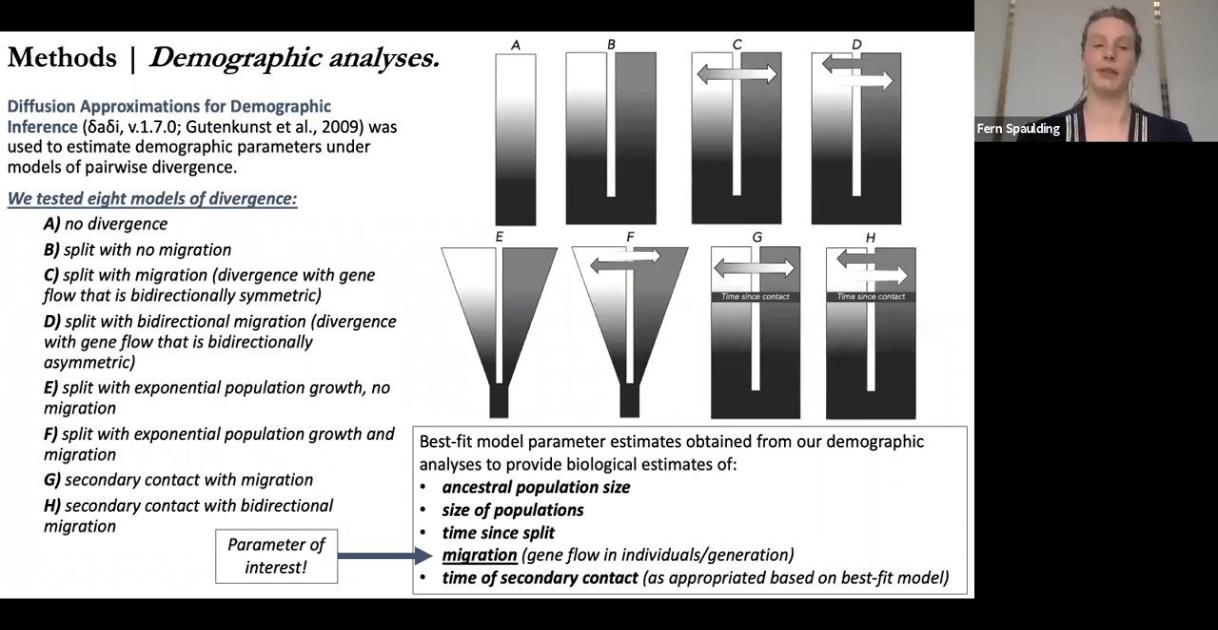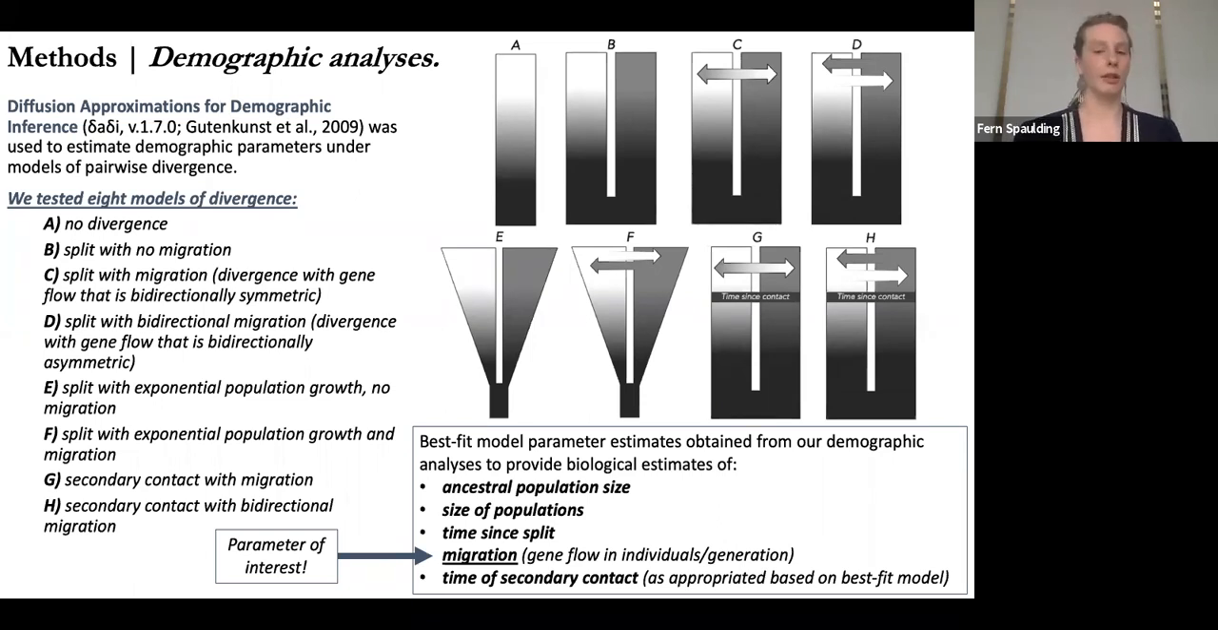Model E is split with exponential population growth and no migration. Model F is split with exponential population growth and migration. Model G is secondary contact with 1 migration parameter. And Model H is secondary contact with 2 migration parameters, or bidirectional migration.